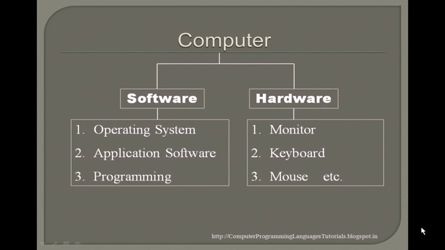Software is divided into three major parts. The first part is the operating system. As you know, the operating system is the basic thing of your computer system. If you don't have an operating system installed in your computer, then you can't do anything with the computer.